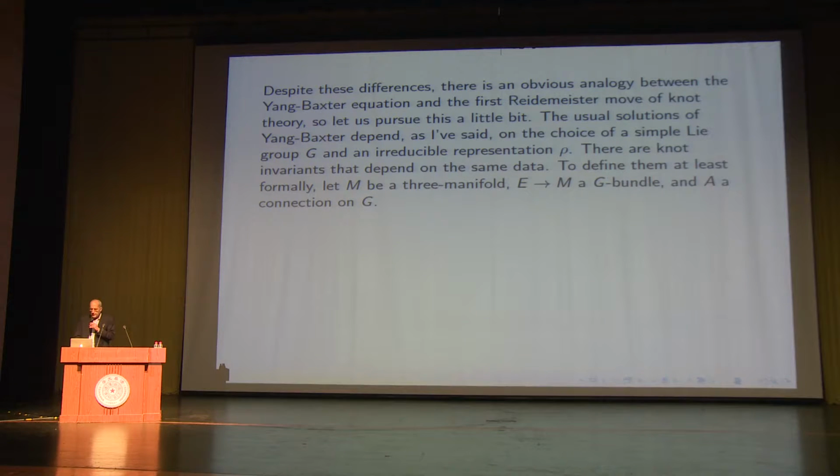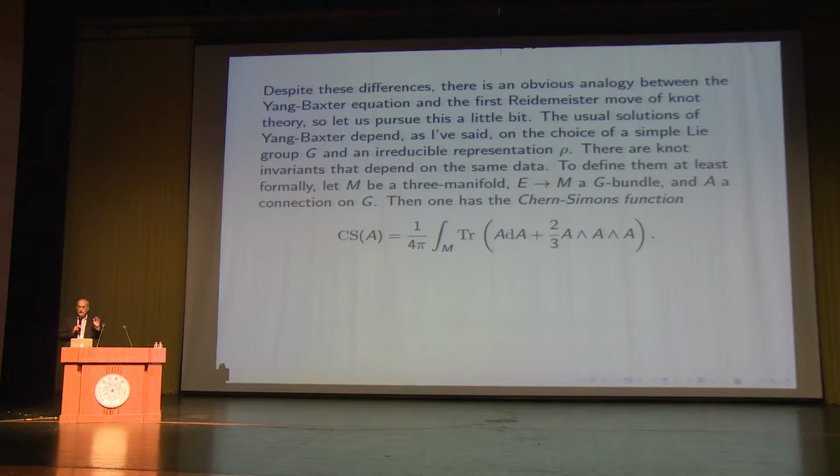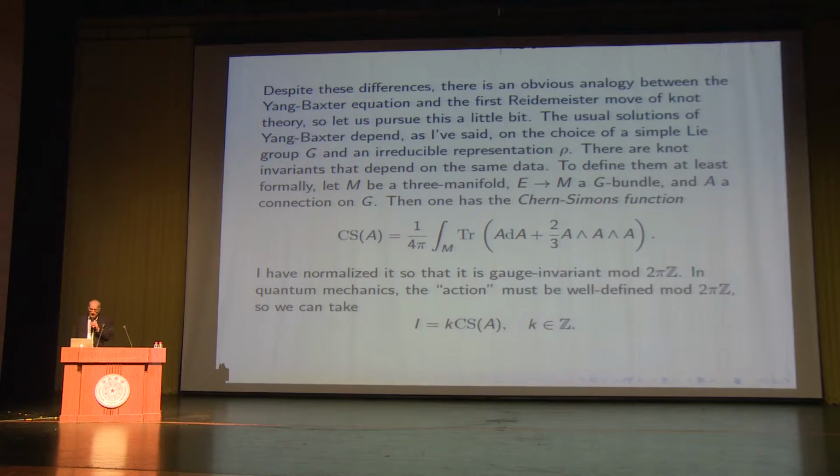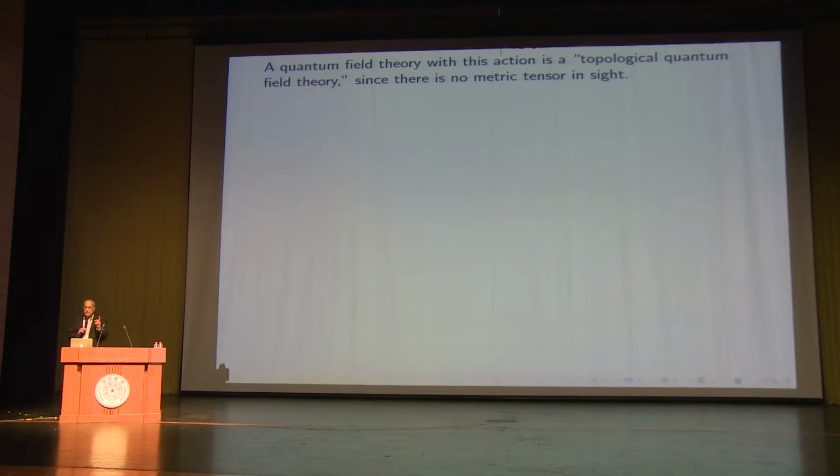To describe them, at least formally, we work in 3 dimensions, and we let A be a gauge field of G, which is a connection on some G bundle over a 3-manifold or 3-dimensional space-time. So we do 3-dimensional gauge theory, the only difference being that we take the action to be not the usual Yang-Mills action, but the Chern-Simons action. Or more exactly, we usually take the action to be k times the Chern-Simons action, where k is an integer. Now, the important difference of this from standard Yang-Mills theory is that there's no metric tensor needed in defining the action. So since there's no metric tensor, Yang-Mills theory with this action is going to be a topological quantum field theory.